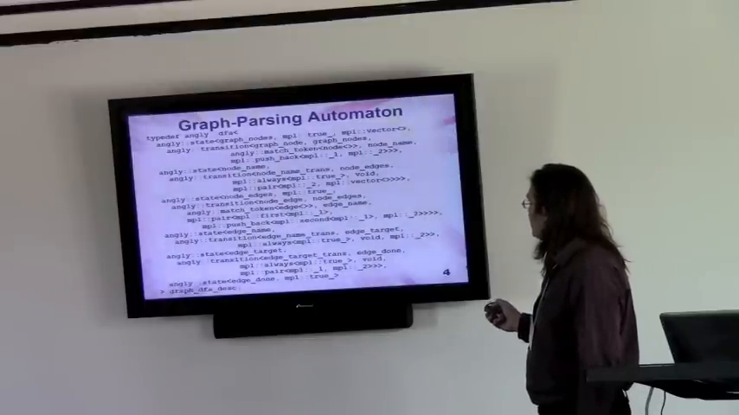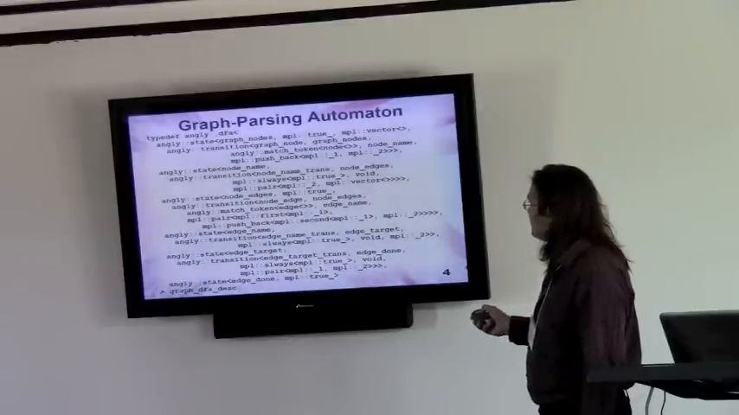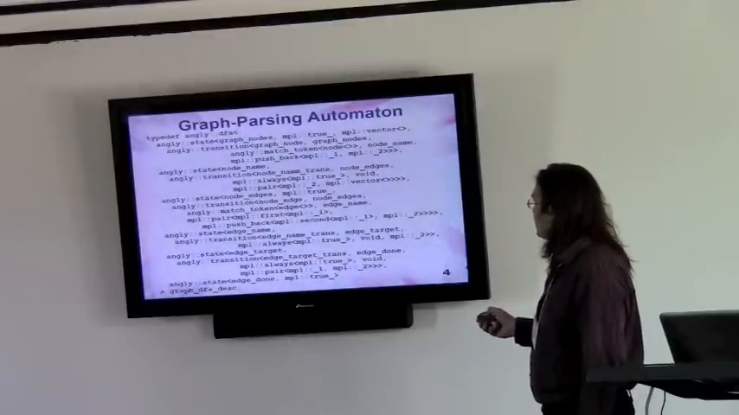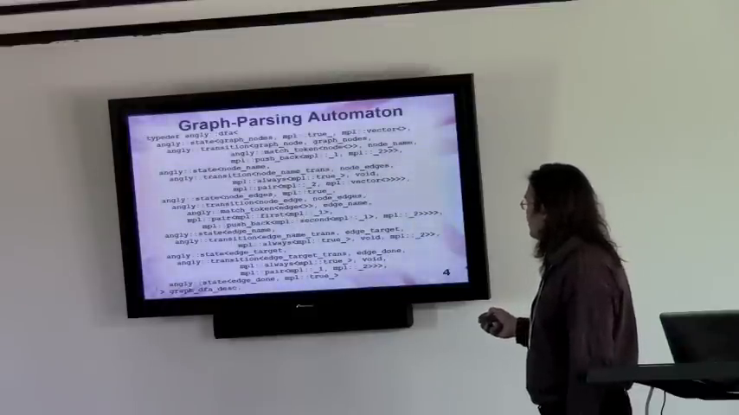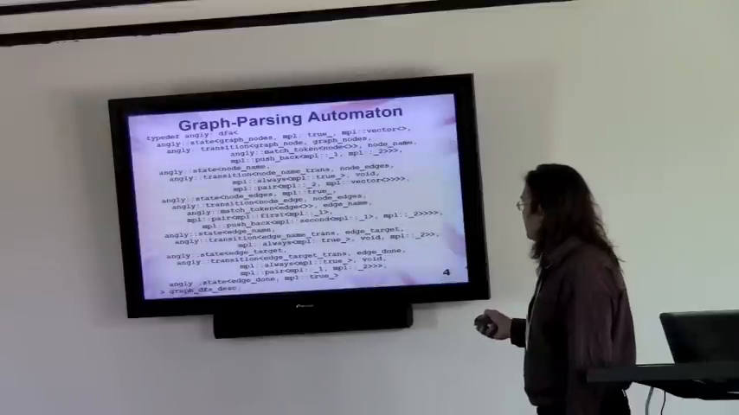Then after we see the name, we expect to start seeing edges. So here we have the thing that's going to start looking for edges. Once it sees an edge tag, it's going to recurse on the edge name. And these things get pretty messy pretty quickly.